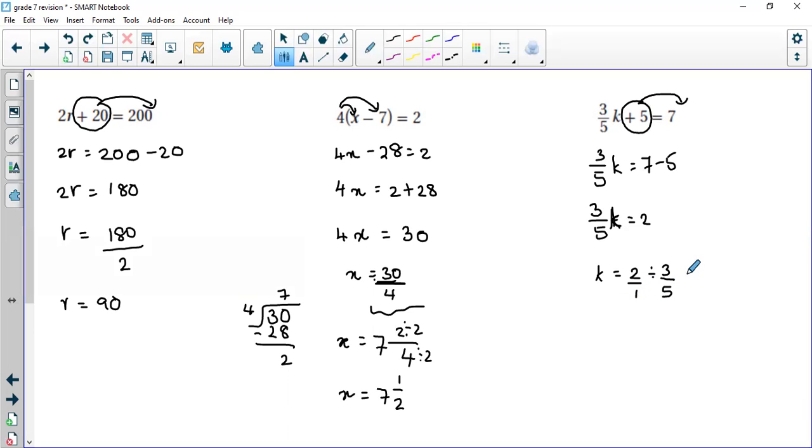Now you know whenever we have fraction divisions, we use keep, change, flip, right? So we are going to do the same. We are going to keep the first one the same, change the sign, and then flip the other fraction. So what does that give you? k equals 10 over 3. And you can leave your answer like this. It's perfect to leave the answer like this.